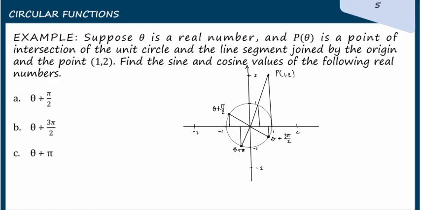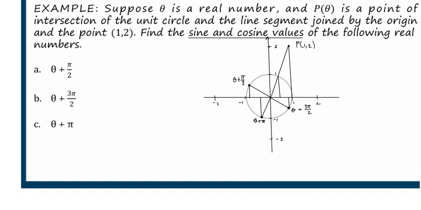Now we have to find yung kanilang mga values. That would be find the sine and cosines ng mga real values na to, which is theta plus pi over 2, theta plus 3 pi over 2, and theta plus pi. So let's start first sa theta plus pi over 2.